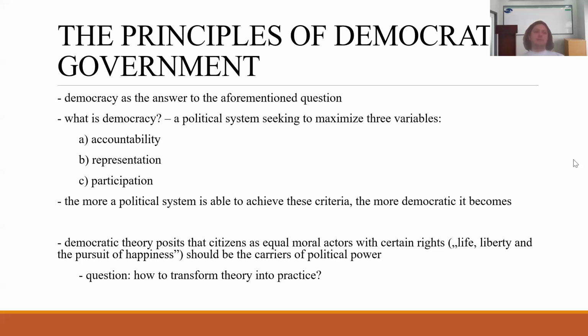How do we get a system where citizens as equal moral actors with certain rights are carriers of political power, and a system which, under that assumption, maximizes accountability, representation, and participation, but also a system that works? So how do we get these values realized while maintaining the system as functional? And that's the question which I will be answering on the following slides.